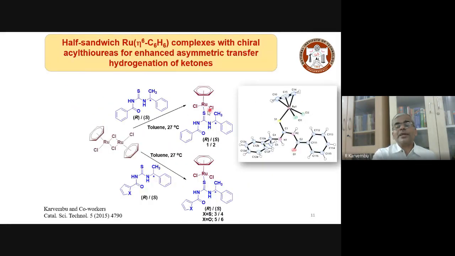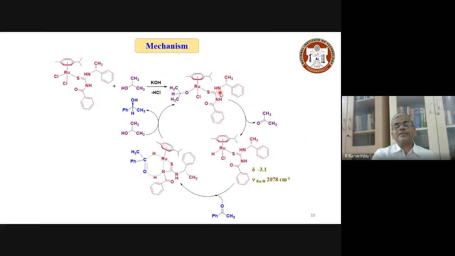You have 2-chlorine ligands, acylthiourea, but instead of parathymine, you have a benzene ring. A very small difference. And if you look at this mechanism, you can see there is no role for parathymine in the catalysis. This is what we thought initially.